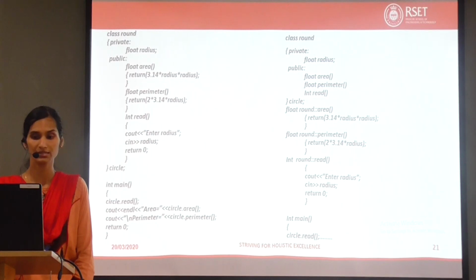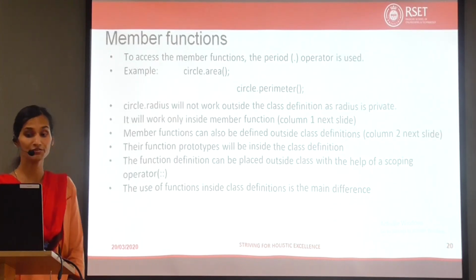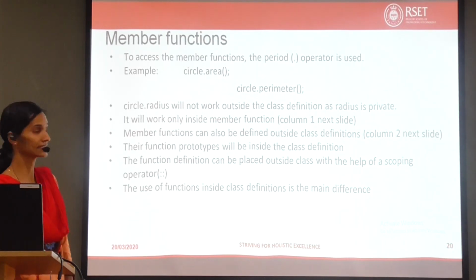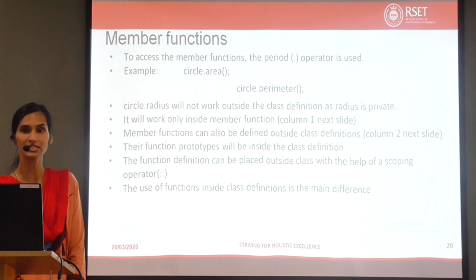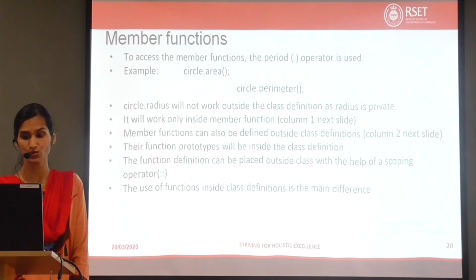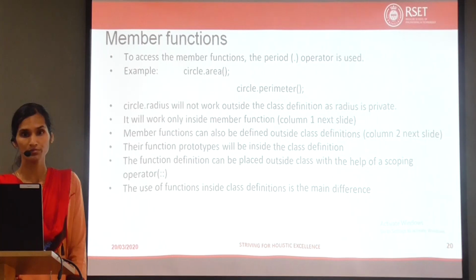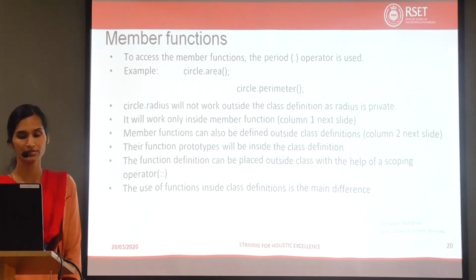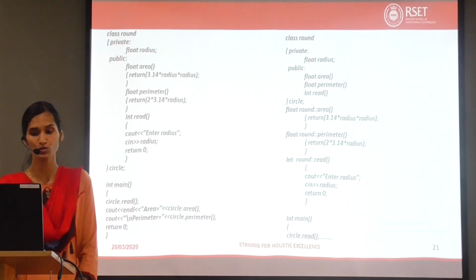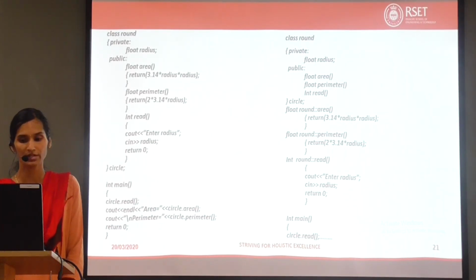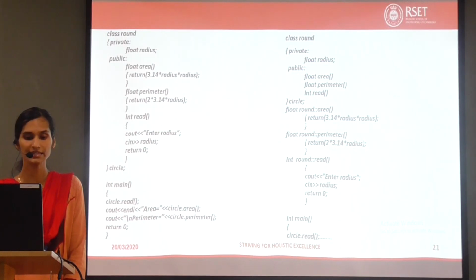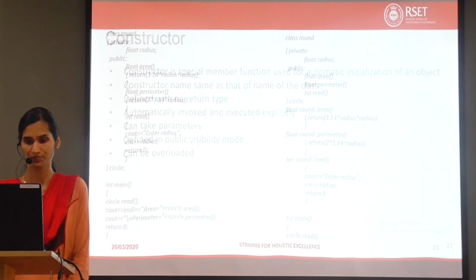So this same bit of the program can be written in a different way by defining the area, perimeter and the read function outside your class, as in the second column. As we said here, the function prototypes will be inside, but you can define them inside or outside. And if it is defined outside, you use the double colon operator, which is also called a scoping operator, to access them, just like you can see in column 2. So the same program written in two different ways. Inside the int main, the program remains the same.